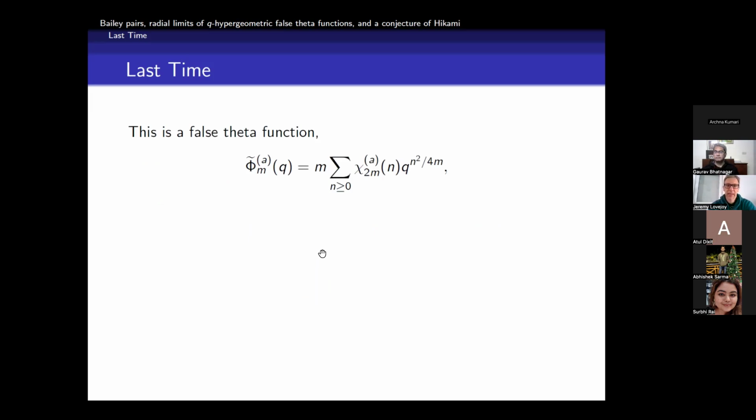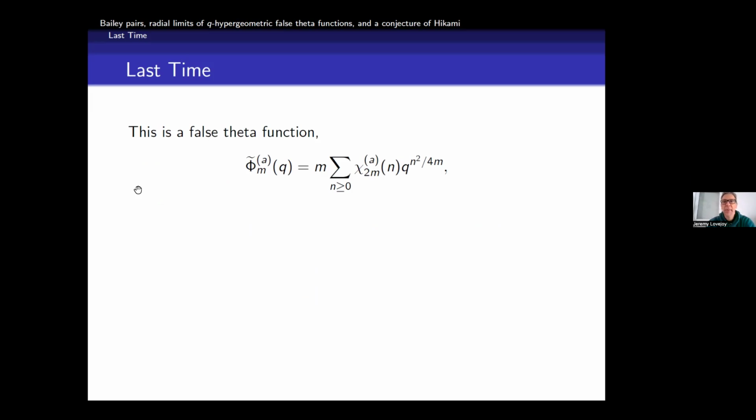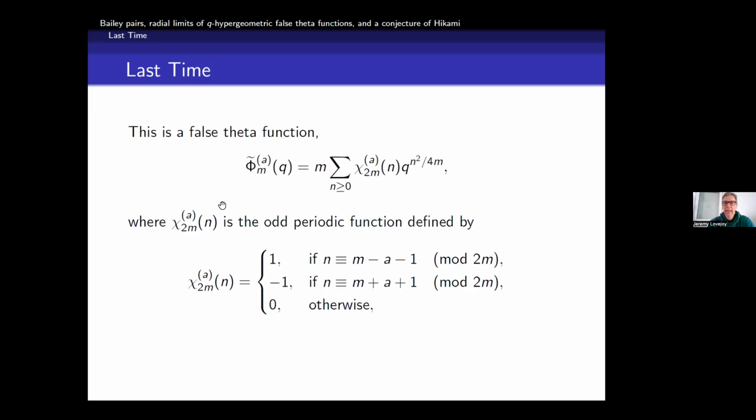I said this is a false theta function. This is it. Last time I talked about this little constant m in front. We just kept it there because Hikami put it there for his own convenience. So there's a periodic function here, chi sub 2m superscript a of n. This is its definition. It's an odd periodic function, which makes this a false theta function. And so it has well-defined radial limits at roots of unity.